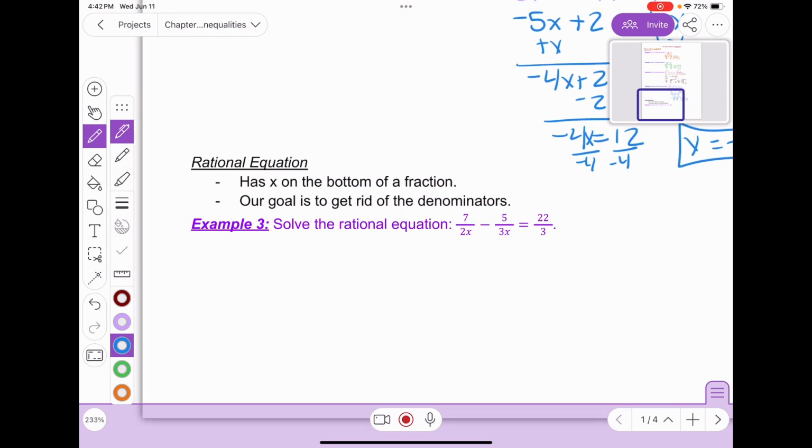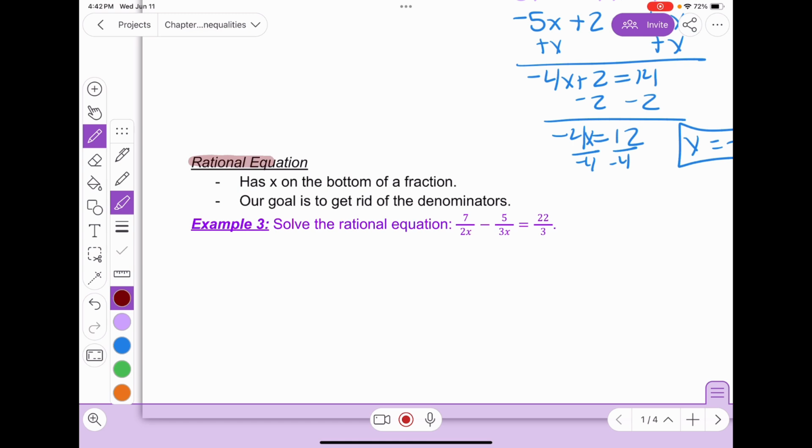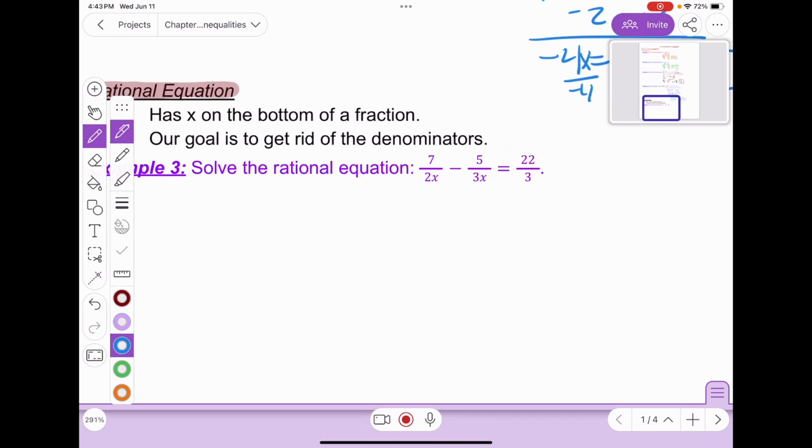So now we're going to look at rational equations. Rational equations are just equations that have the variable, or the x, on the bottom of the fraction. Our goal is to get rid of the denominator, and then you're just doing a multi-step equation. So the easiest way to get rid of that is to multiply by something that's going to get rid of the fraction. So you want to try to find a common denominator.